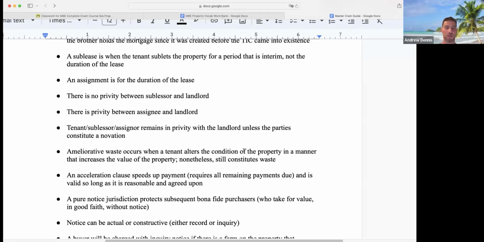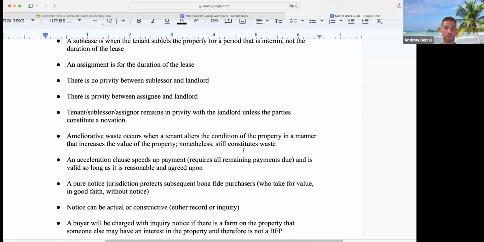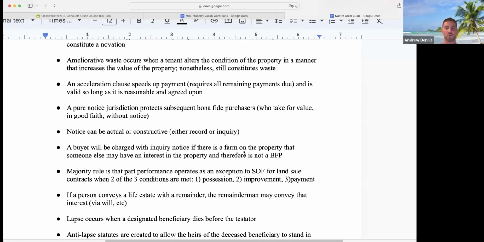Ameliorative waste occurs when a tenant alters the condition of the property in a manner that increases the value of the property, but nonetheless it still constitutes waste. An acceleration clause speeds up payment, requiring all payments due, and is valid so long as it is reasonable and agreed upon. A pure notice jurisdiction protects subsequent bona fide purchasers who take for value and in good faith without notice.